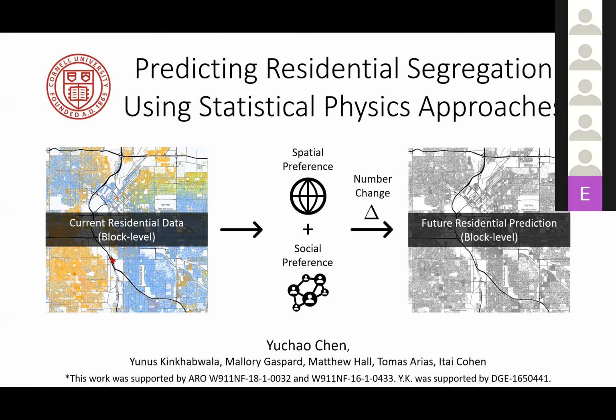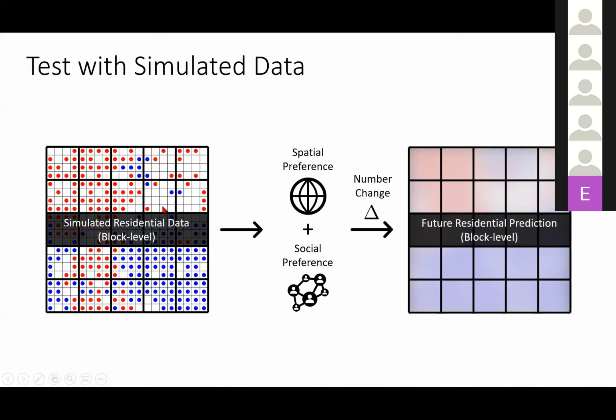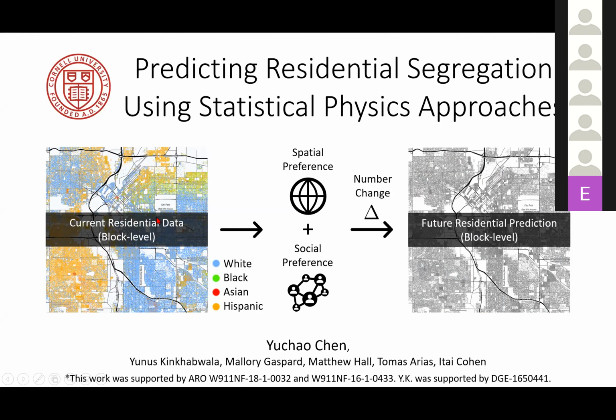So what you see on the left here is the map of Denver, and the different colors here represent different races or ethnicities. We've developed a tool that allows us to extract spatial and social preferences by looking at these data alone. In addition, if we know how the total population of the city changes at a future time, we can predict the racial composition for every block in the city. And this is a completely new type of prediction that may inform policymaking or city planning.